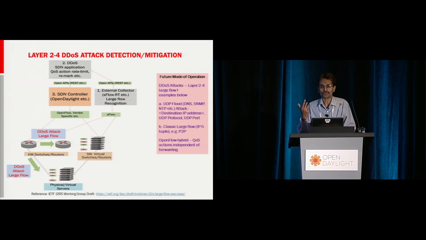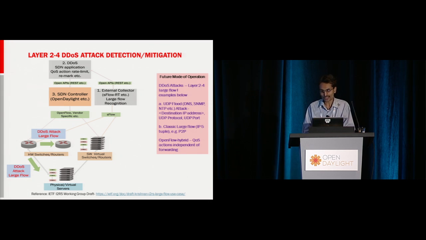And you don't need to go to an appliance to accomplish this. Also, besides these UDP type of flood attacks, other popular ones which can be handled well are just the classic large flow IP 5-tuple. For example, you have P2P traffic and it's exceeding its bandwidth. You can have a policy to automatically detect and then enforce some QoS actions. And again here, the OpenFlow hybrid mode is key, where you can impose some QoS actions independent of forwarding.